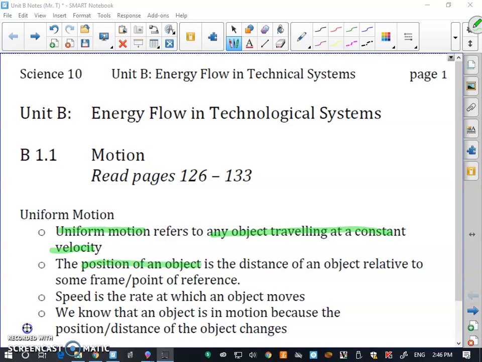When we talk about the position of an object, that means where it's located. So it's a distance that an object is relative to some frame or point of reference. Like when I'm golfing and I'm 200 yards from the pin, right? We know that that is a distance, right? The ball is relative to the pin where we want the ball to go. Speed, we call it a rate at which an object moves. So an object is moving a given distance in a given amount of time. If the position distance of an object changes, then it must be in motion. Okay? That's how you can tell.